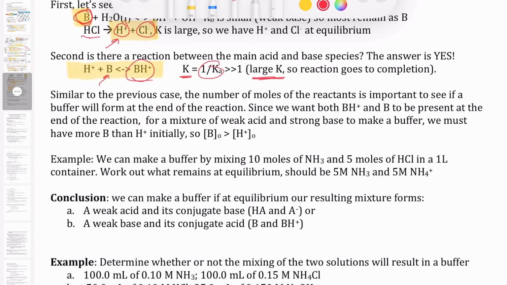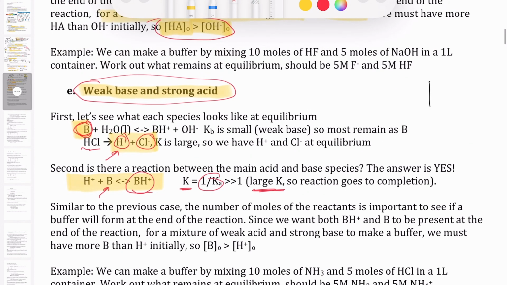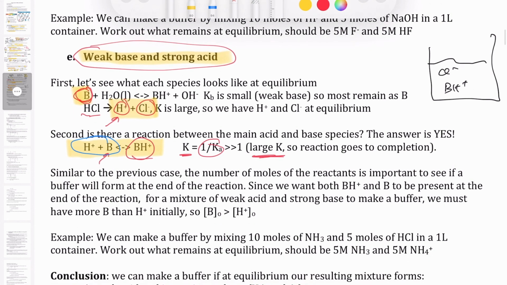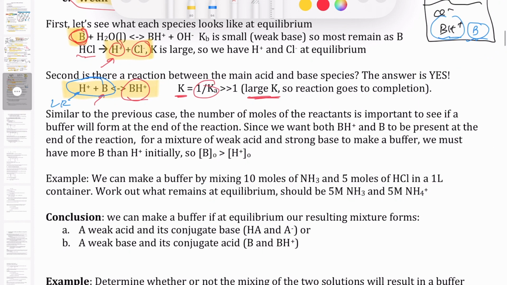So again, at the end, at equilibrium, what am I going to have? I'm going to have some Cl minus, that's a neutral ion, and then I'm going to have BH plus. But it depends on the relative quantity of H plus and B. If we have a lot of B to begin with, and the H plus is the limiting reactant, then at equilibrium, we would also have some B present. And since we have BH plus and B both, we have the 2 components we need to neutralize any incoming acids and bases so we can have a buffer.